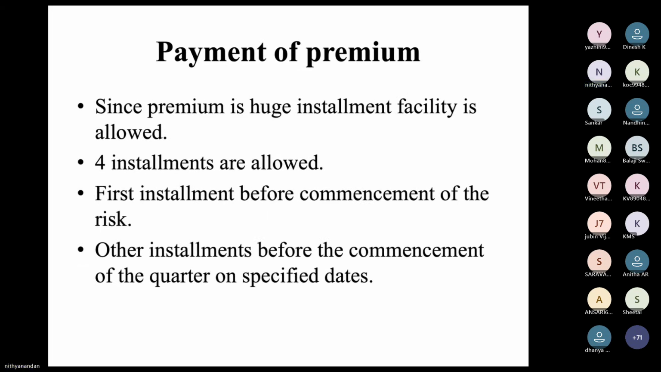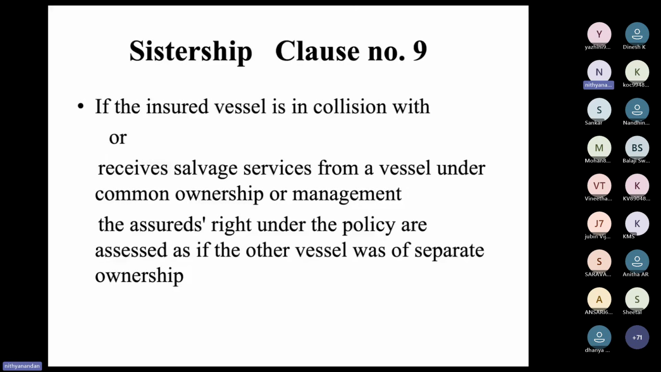Payment of premium. For hull and machinery, since the premium is huge, even though the policy is issued only for 12 months, installment facility is allowed. Please understand, in all other departments, particularly in engineering, only where the policy period exceeds 12 months is there a provision for installment. Here, even though the policy is issued only for 12 months, the installment facility is allowed. Every installment is payable at the start of each quarter. This is one important thing.